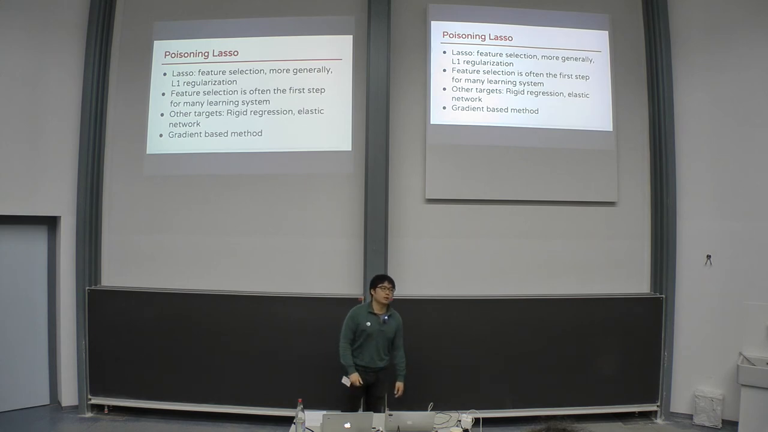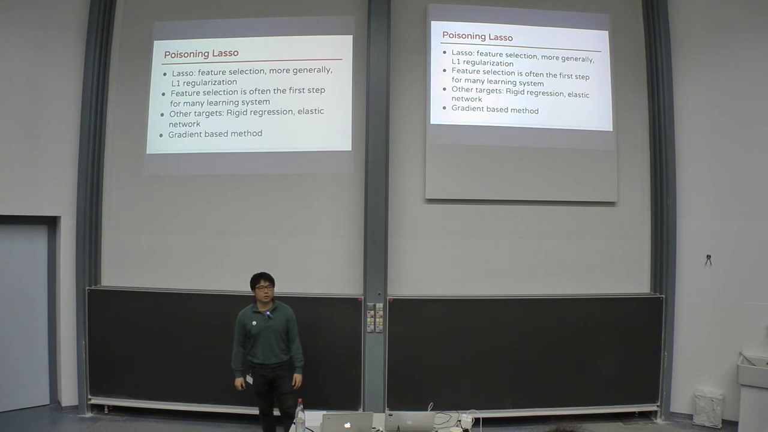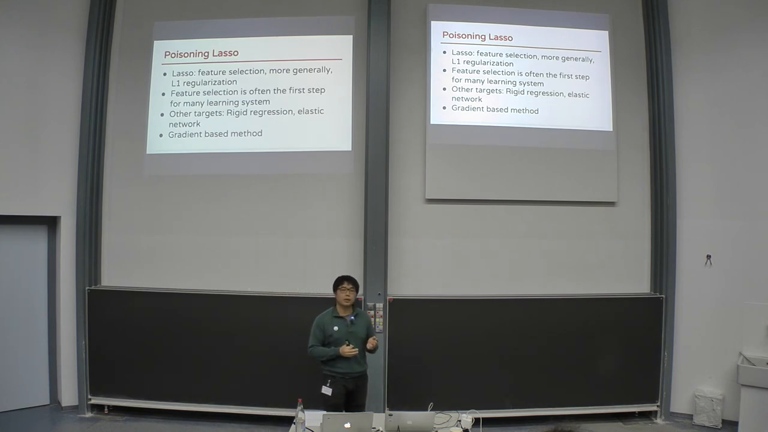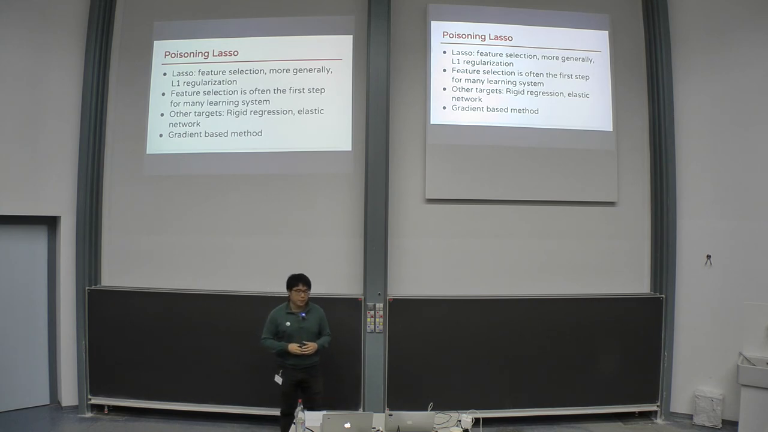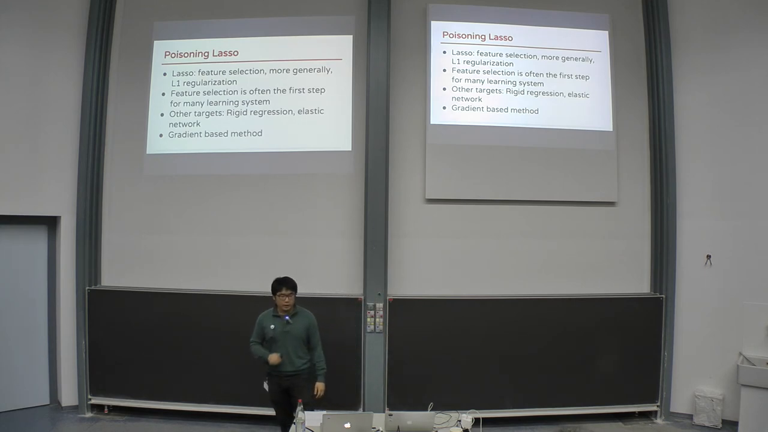The lasso is one of the most popular feature selection algorithms, currently very well developed. It uses L1 regularization. Feature selection is usually the very first step for many learning systems, especially for large feature sizes, as in bioinformatics and text mining. They have a huge number of features, so the first thing you do is reduce the feature numbers, removing irrelevant features from a data set. And here is where the lasso plays. Our first idea is, okay, if everything is wrong in the first place, that's going to be a disaster for the following steps. We again apply gradient-based methods to maximize the error.